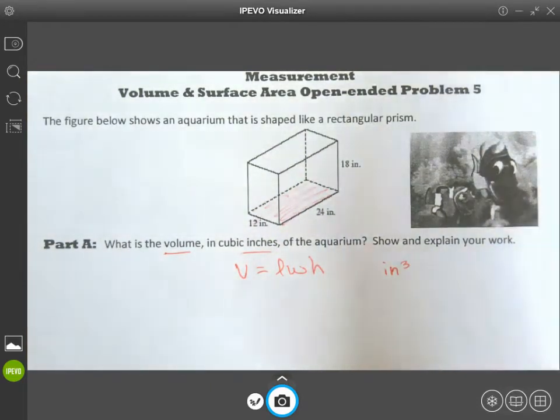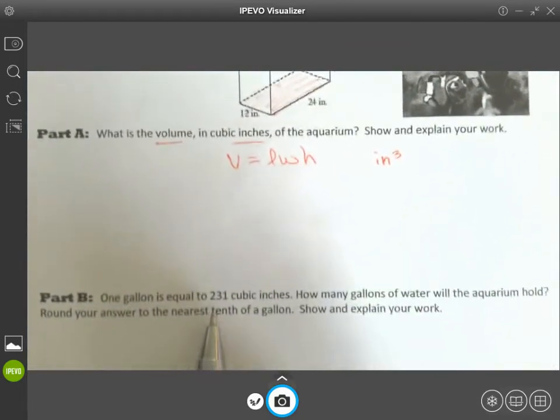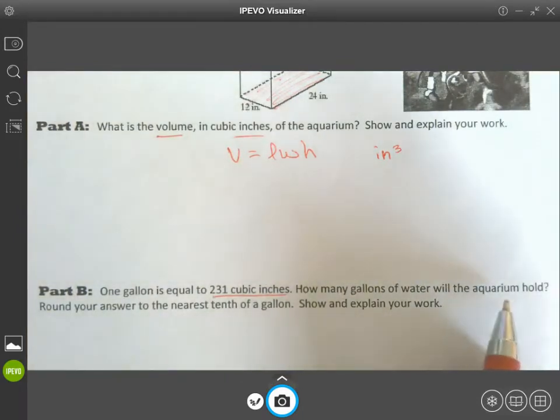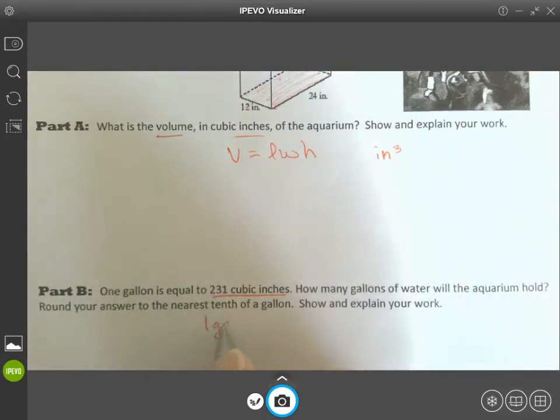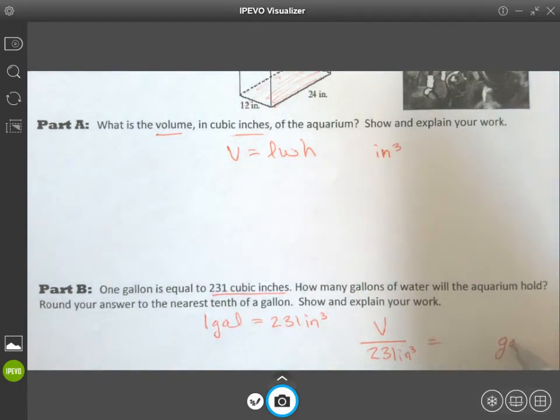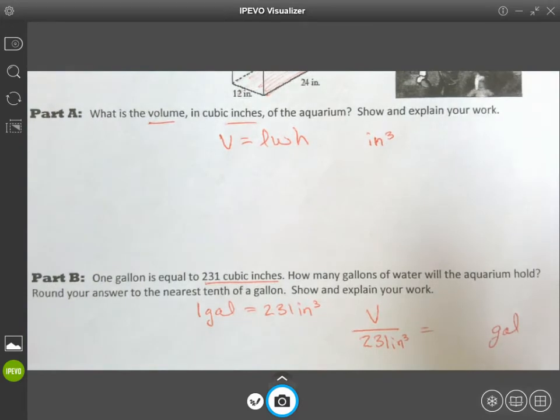That's volume. It says 1 gallon is equal to 231 inches cubed. How many gallons of water will the aquarium hold? All right, so every 1 gallon is 231 inches cubed. Isn't this like when we were painting a room and 1 gallon covers 450 square feet? It's the idea that you're going to take your volume, whatever your volume is, and you're going to divide it by 231 inches cubed. And that is going to give you how many gallons it would take to fill this tank.